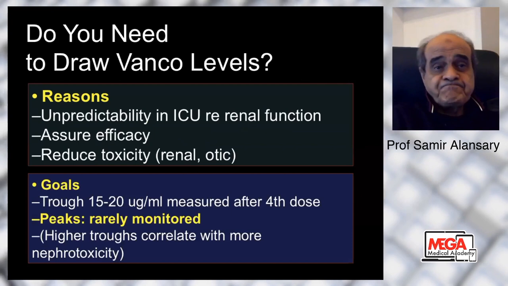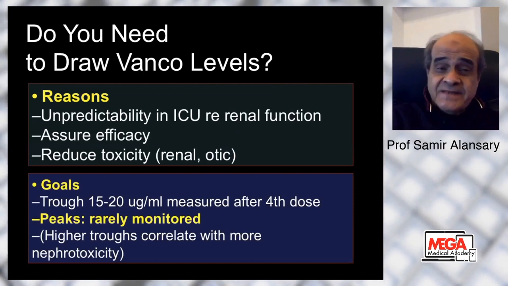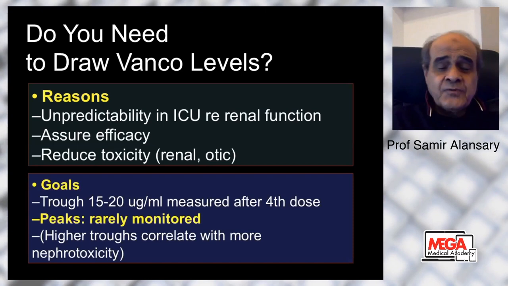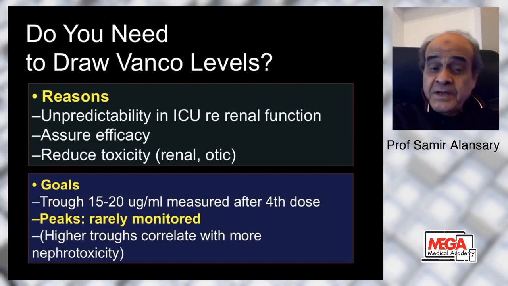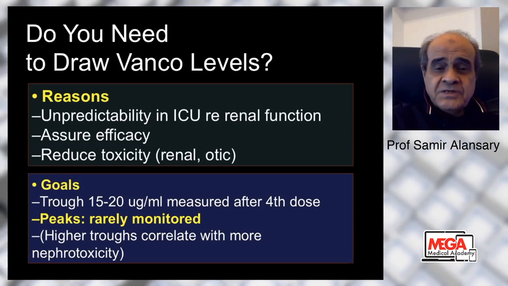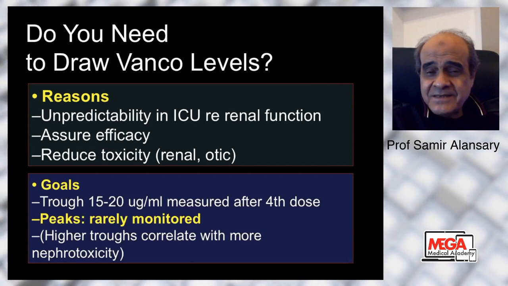Do you need to draw a vancomycin level? Of course, it is very important to reduce the toxicity, renal and otic, and assure efficacy of the drug. As I told you, the goal is a trough level of 15 to 20 microgram per ml. Is there a need for a peak level? No, only the trough level, which is the minimum concentration, a sample taken before starting the next dose.